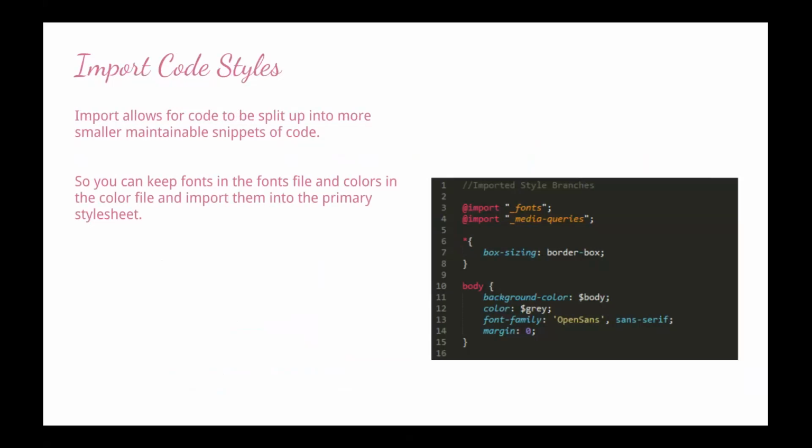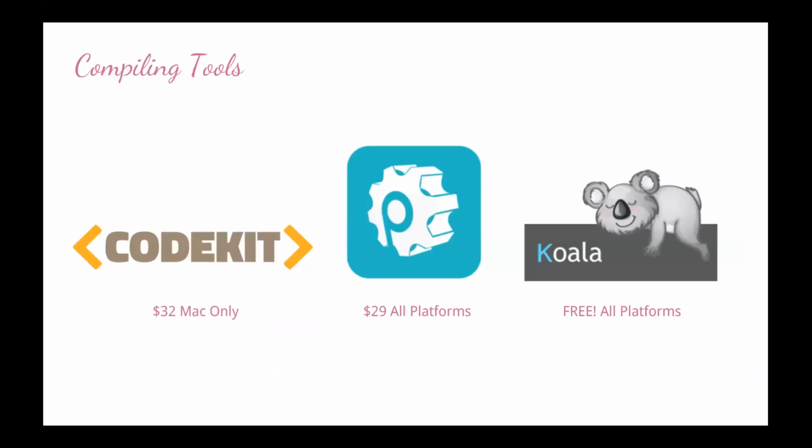You can also import your code styles, which relates to the partials. Import allows for the code to be split up into smaller, more maintainable snippets of code. So you can keep your fonts in the font file, you can keep your colors in the color file, and import them into a primary style sheet. Cool beans.